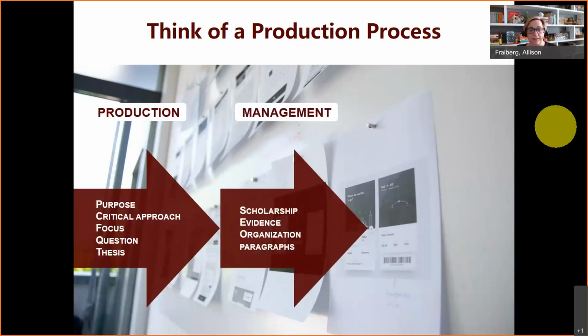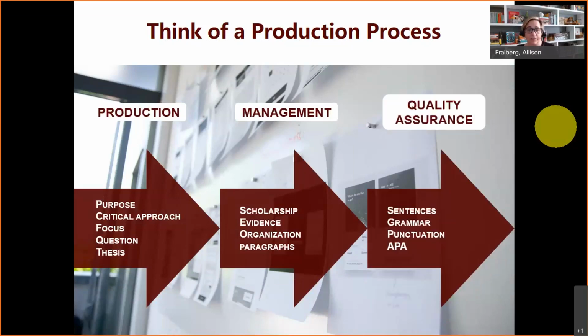Then the next area is this kind of management phase. Since we're in a school of business, I'm using kind of businessy terms just for the fun of it. When you think of managing stuff, you're looking at your scholarship, you're looking at your evidence, you're trying to organize stuff, you're trying to work with your paragraphs, you're trying to make castles with the sand that's in the box.